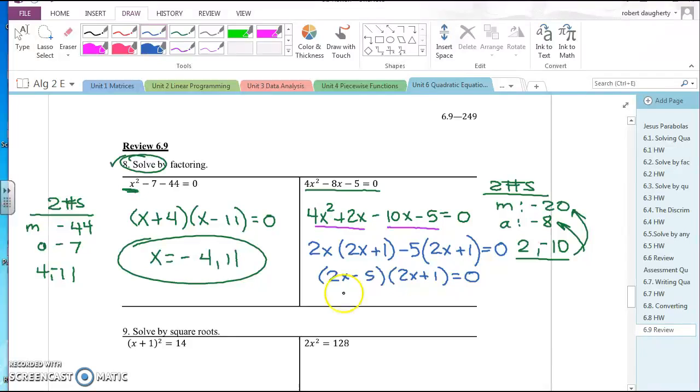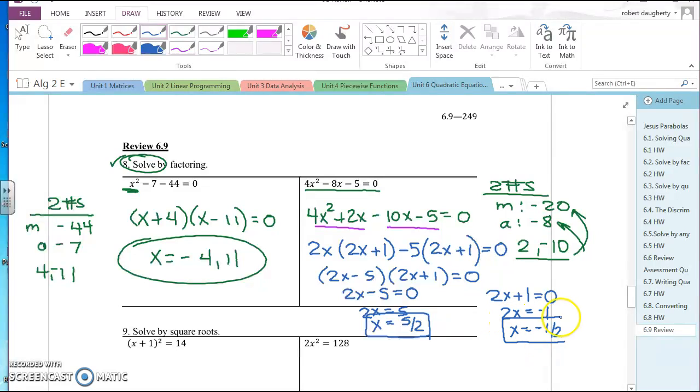I'm almost there. Set each factor equal to 0, and you have your solution. If 2x minus 5 equals 0, then 2x equals 5, or x equals 5 halves. That's our first solution. Next solution, 2x plus 1 equals 0, 2x equals negative 1, x equals negative 1 half. So 5 halves and negative 1 half are my two solutions.